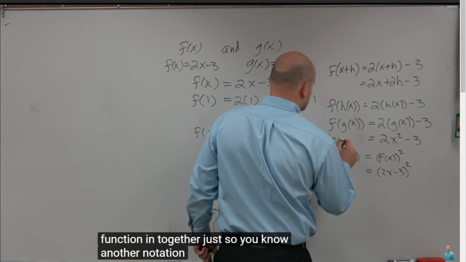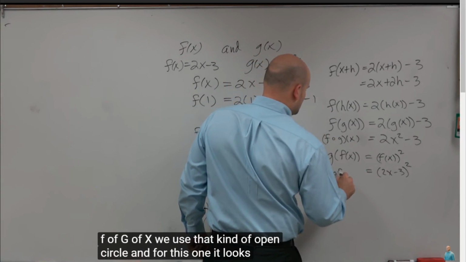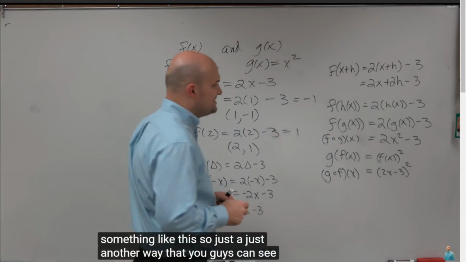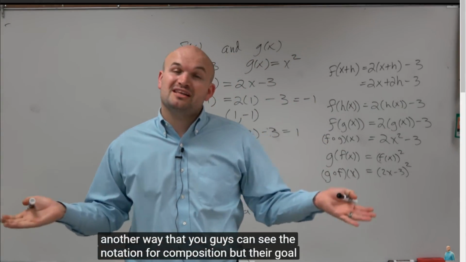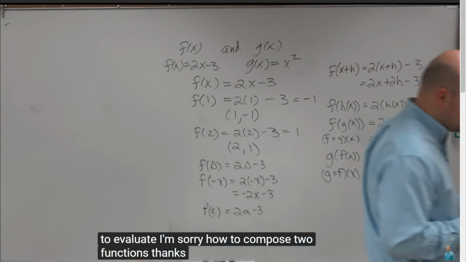Just so you know, another notation for that would be f of g of x. We use that kind of open circle, and for this one it looks something like this. So that's just another way you can see the notation for composition. But there you go, ladies and gentlemen, that is your basics for how to compose two functions. Thanks.